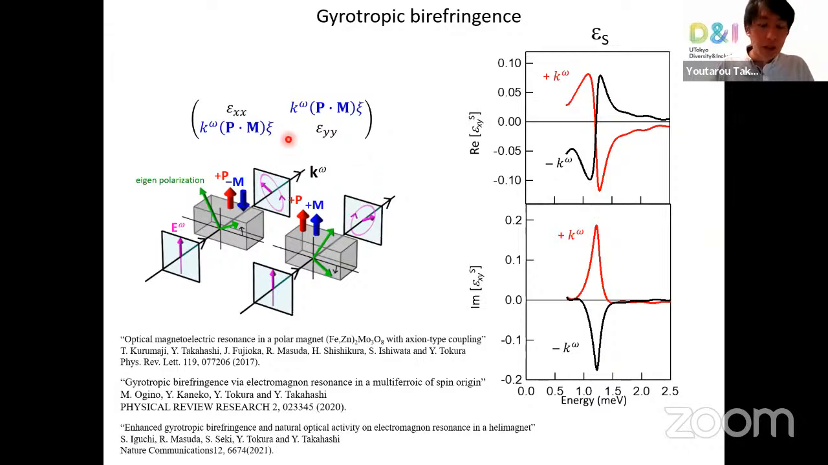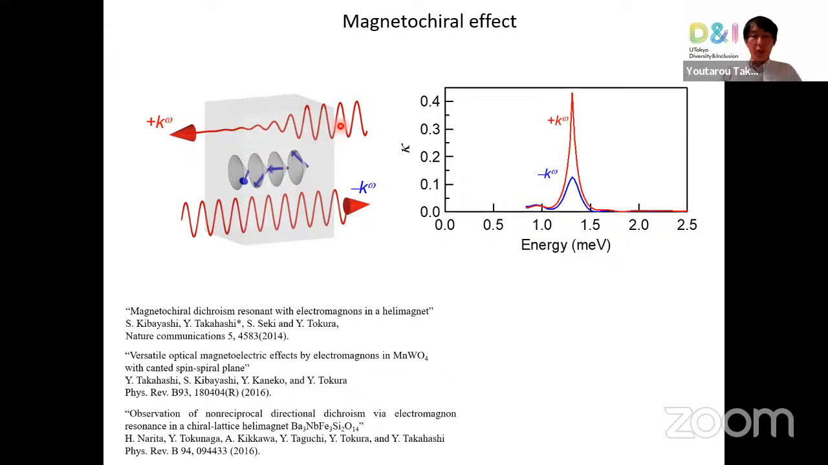Next one is gyrotropic birefringence. This is an optical activity, but different from the natural optical activity and the magneto-optical Faraday effect. This effect emerges in the spin spiral state. I won't mention the details, but a different optical activity appears. And the last one is the magnetochiral effect. This is also an optical diode effect, and the chirality and magnetization can induce it.